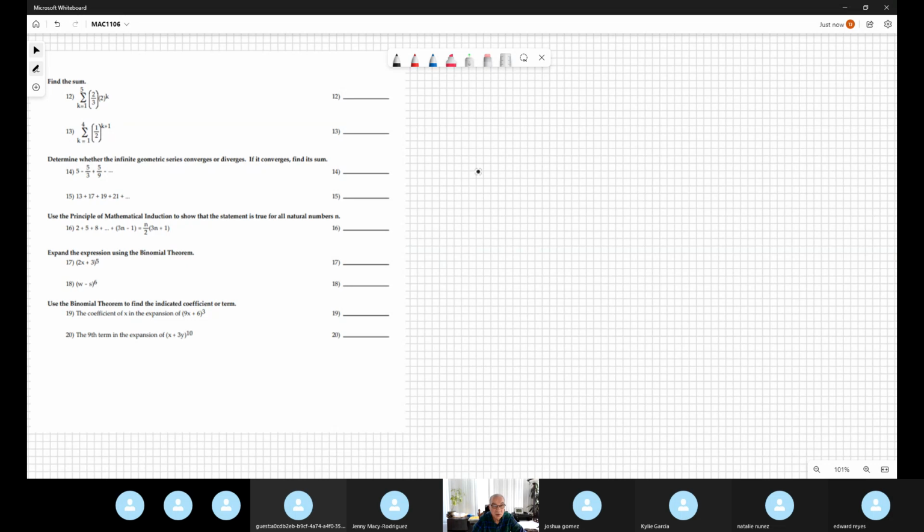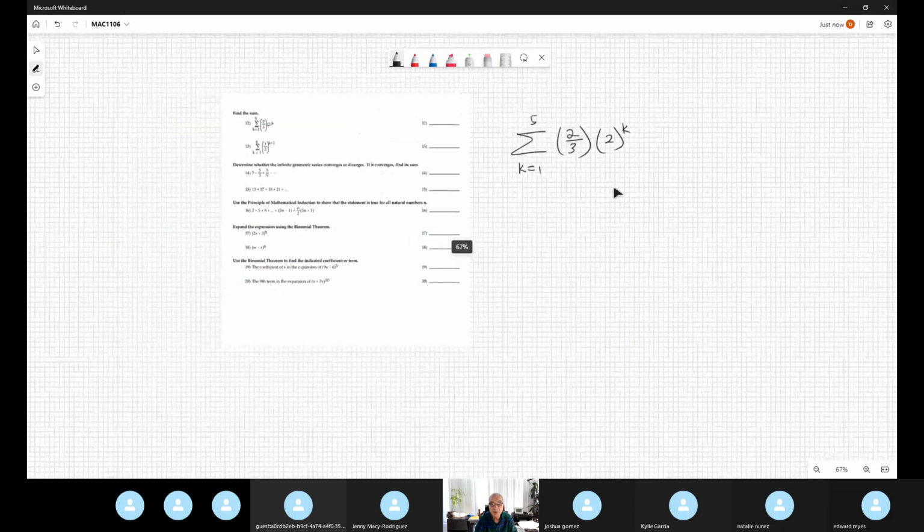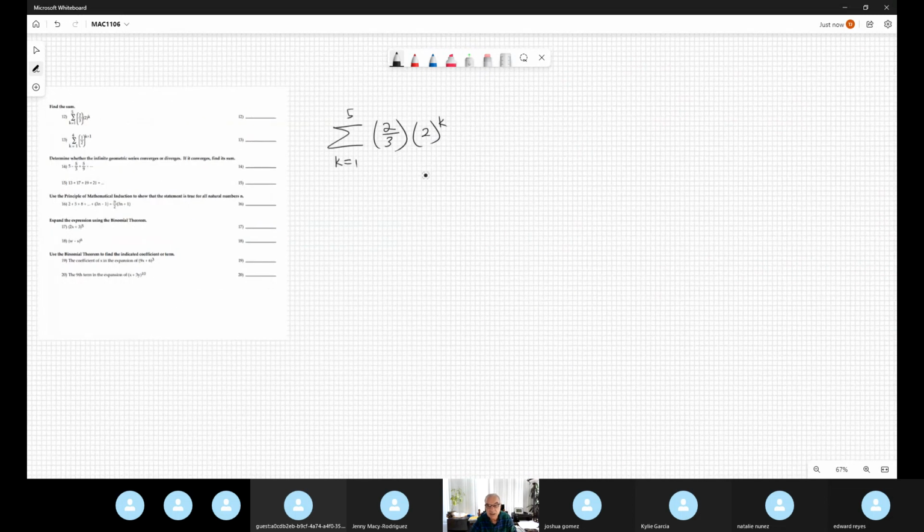Okay, now suppose this: a summation and geometric. We have a specific formula. Look, I want to explain the formula again. We apply it to the problem: 2/3 raised to the 2 to the k power. So what is the formula for any summation that involves a geometric sequence? The formula is A1 times (1 minus r to the n power) divided by 1 minus r.